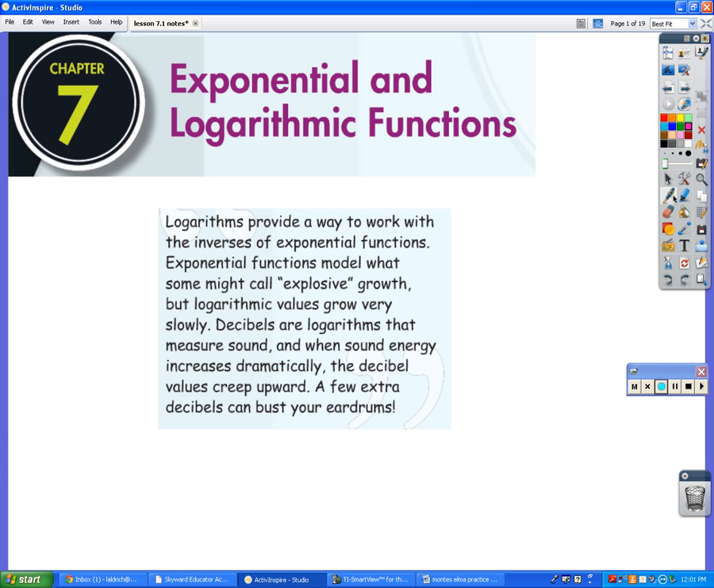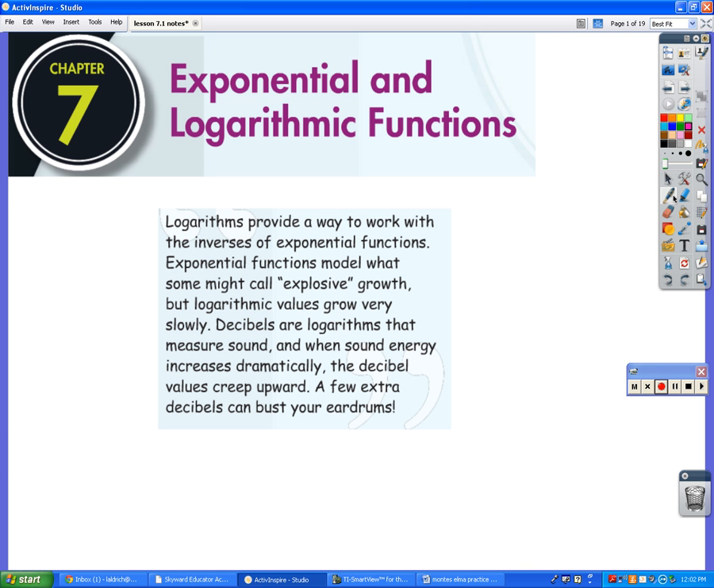One of the things that you're going to see today is that exponential functions increase really rapidly. Okay, logarithmic functions, because they're the inverse, grow very slowly. Decibels, you guys know what decibels are, right? Seahawks game and all that kind of stuff, and setting the decibel record, are logarithmic. Okay, so that's an example of a logarithmic function. And when sound energy increases dramatically, the decibel values only go up a little bit.